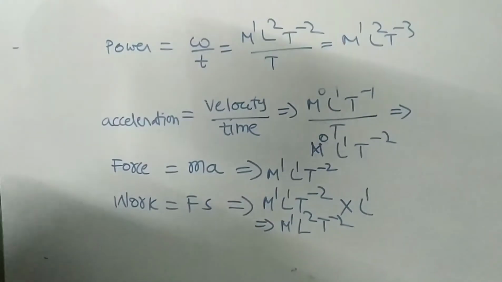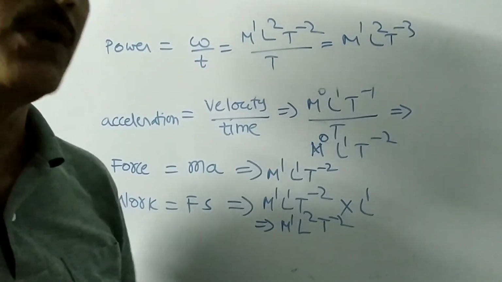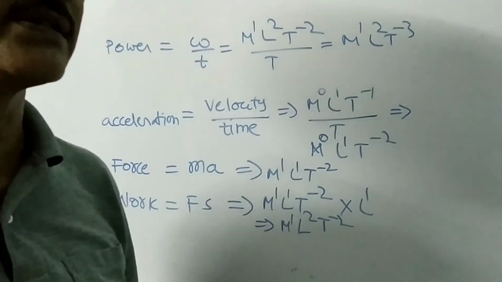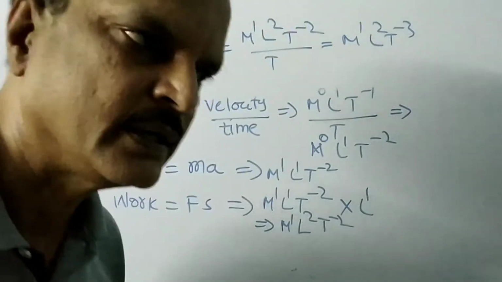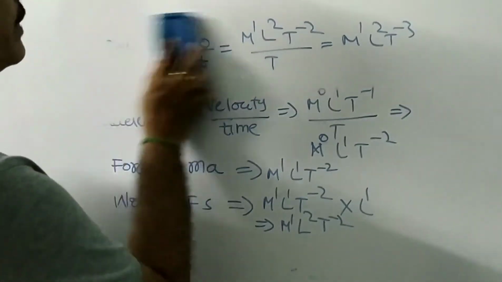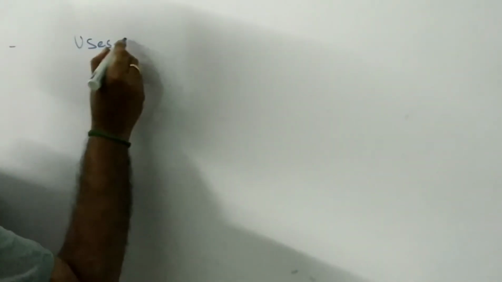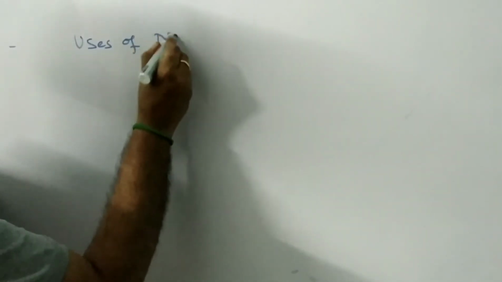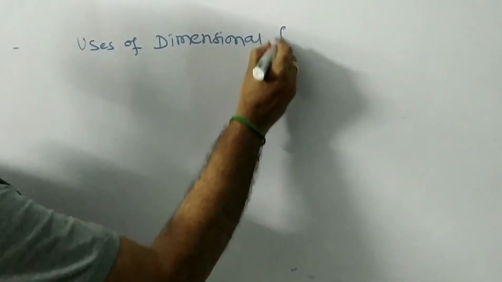So students, you can write the dimensional formulas of whatever physical quantities you have in physics. If you know the general formula, automatically you can write the dimensional formulas. Now that we know how to write dimensional formulas, we go to the uses of dimensional formula. We have three important uses for the dimensional formula.